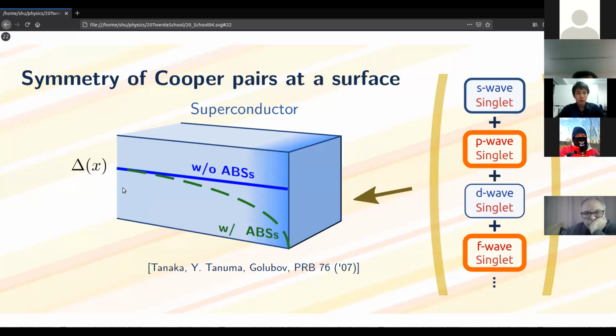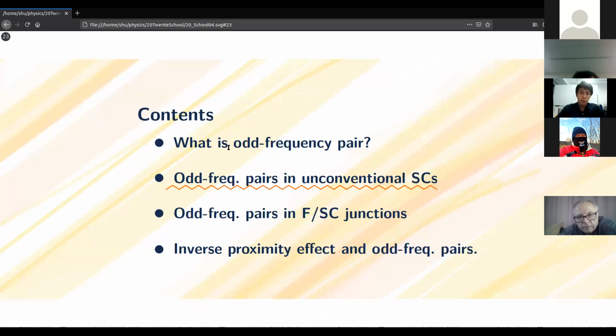because when there's an Andreev bound state, the pair potential is suppressed at the surface, which means that the superconductivity is more inhomogeneous when there is an Andreev bound state. Therefore, when there's an Andreev bound state, these odd-frequency pairs have a larger amplitude. So this is the basics of the odd-frequency pairs.